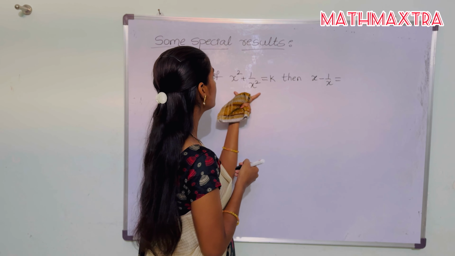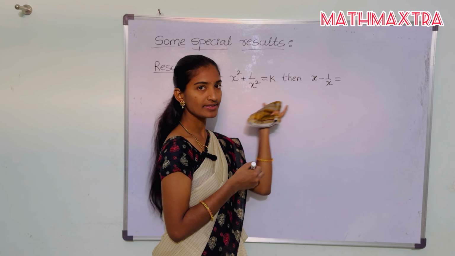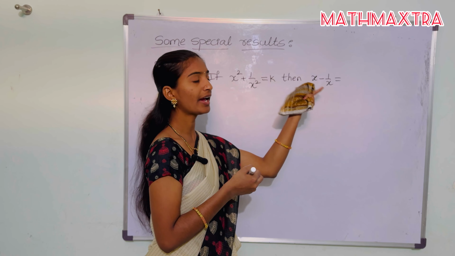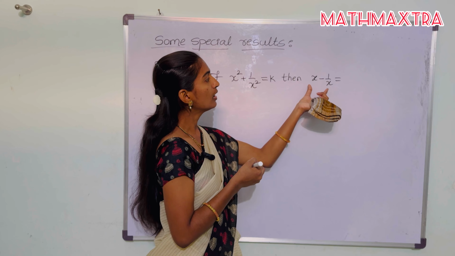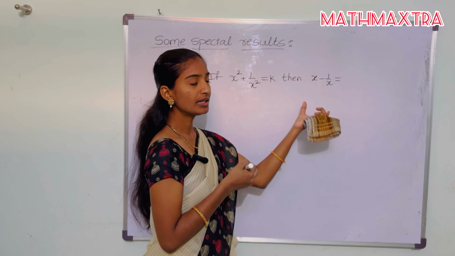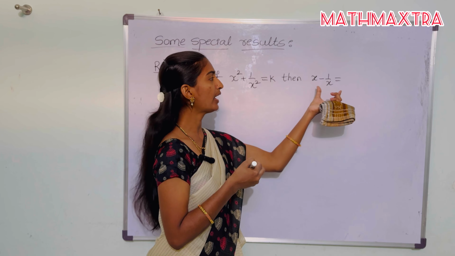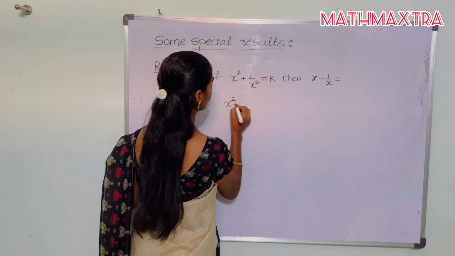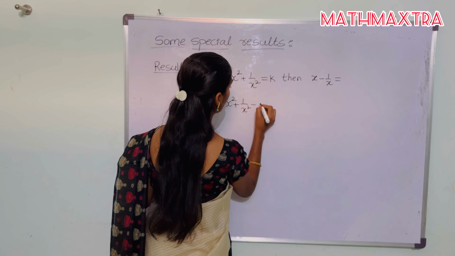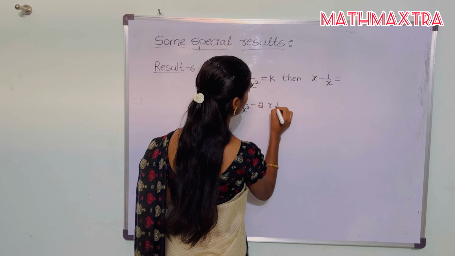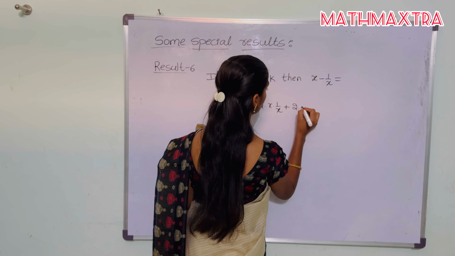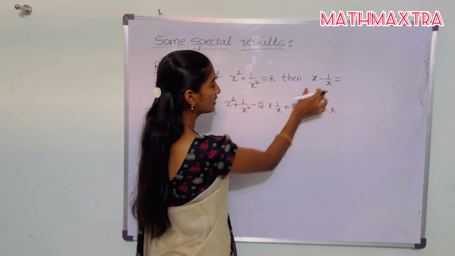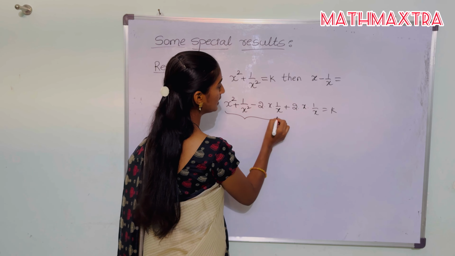And if x square plus 1 by x square is equal to k is given, then you need to find x minus 1 by x. In the previous result, we found x plus 1 by x. But in this result, we are going to find x minus 1 by x. So similarly, what we have to do? We have to add and subtract the 2ab term, 2 into x into 1 by x. As we need x minus 1 by x, I am taking these three terms.